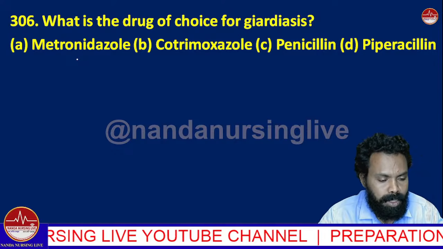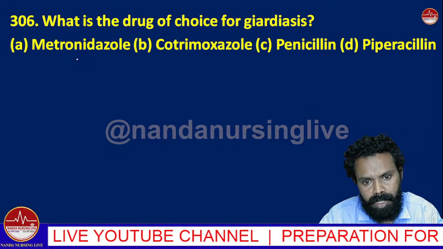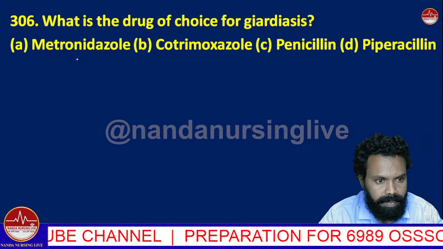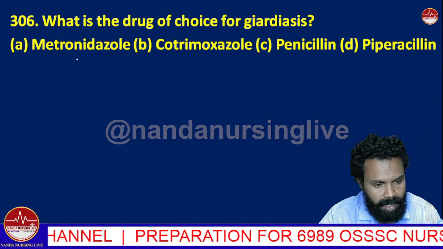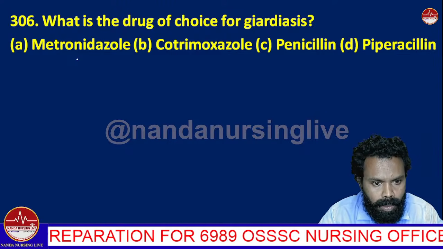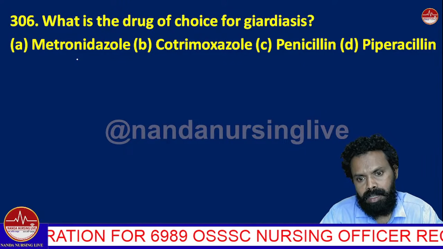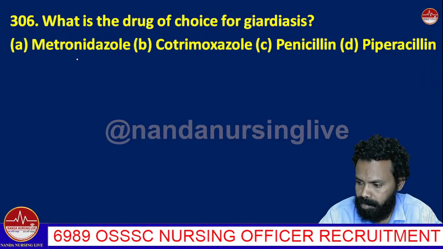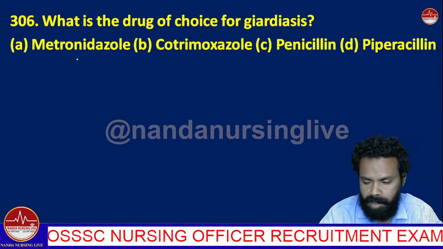Next question, question number 306. What is the drug of choice for giardiasis? Option A is metronidazole, option B is cotrimoxazole, option C is penicillin, option D is piperacillin. So which option is the correct answer, beta?